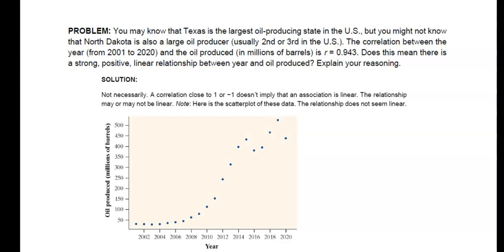So maybe the data looks like this, right? So maybe the data is exponential or some other curve, and so it doesn't mean the relationship is linear. We can't really say that just by knowing the R value. We'd have to see a graph or something else.